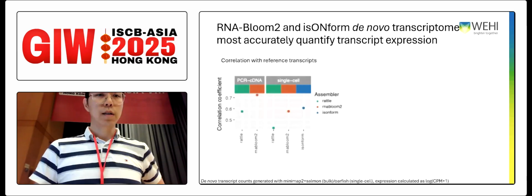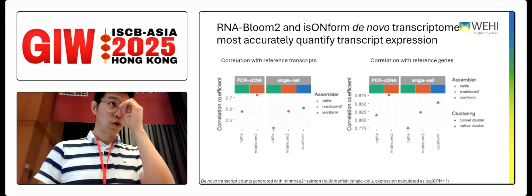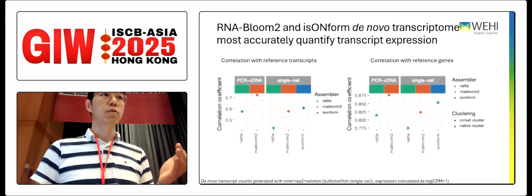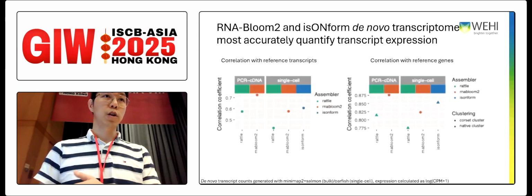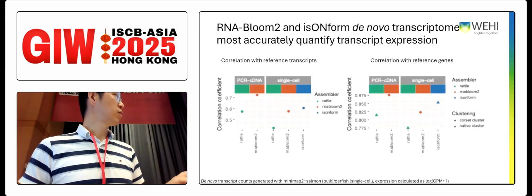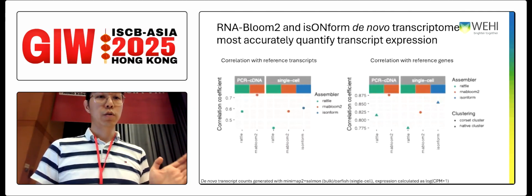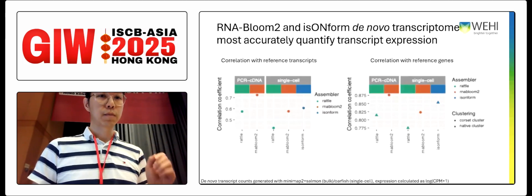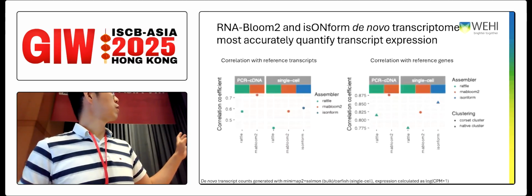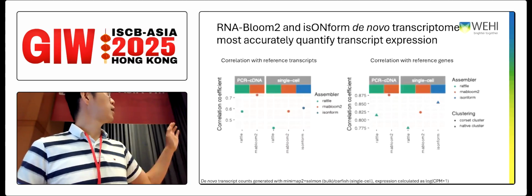So after we cluster the transcripts into genes, we can then try to quantify the transcript expression as well as the gene expression from the de novo point of view. When we look at the de novo transcripts, we try to assign each de novo transcript to a reference transcript and compare their expression, so how well they are correlated. On the left-hand side is the correlation of de novo transcripts versus the reference transcripts.